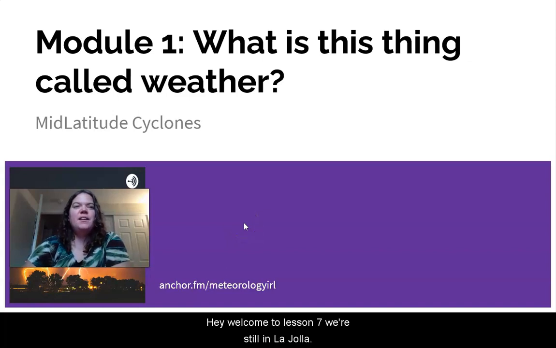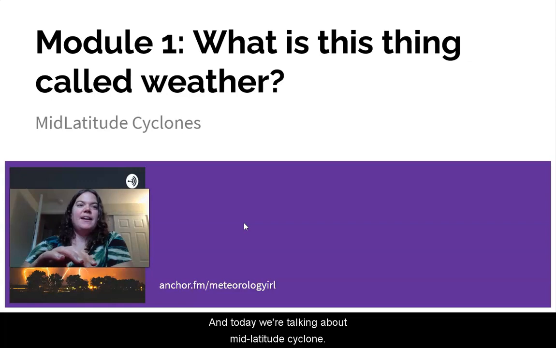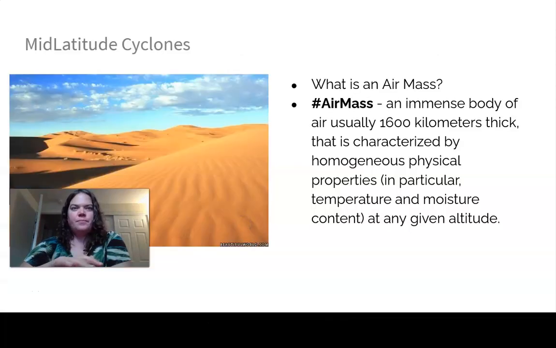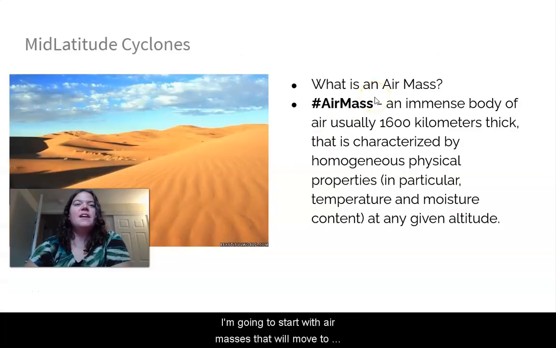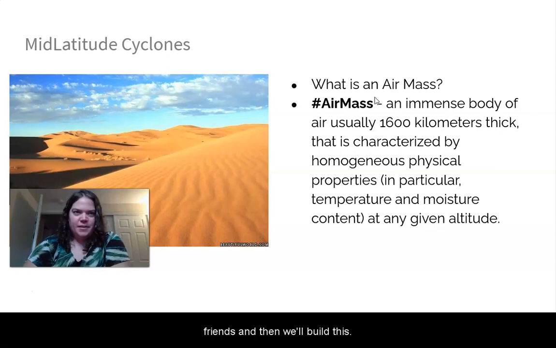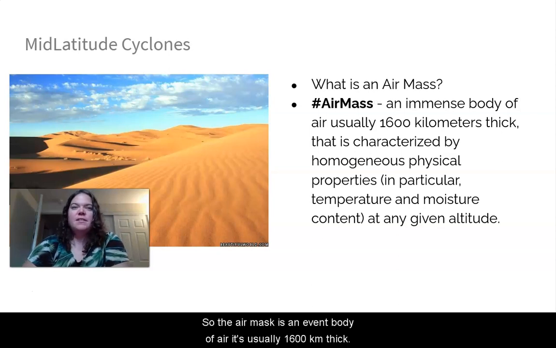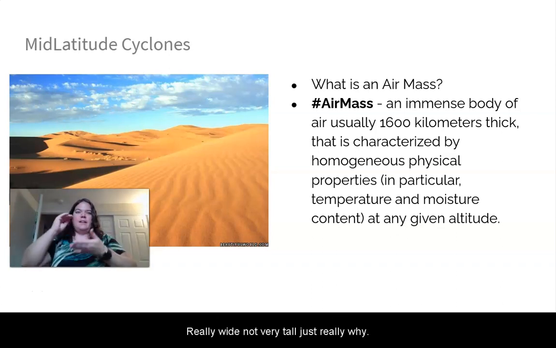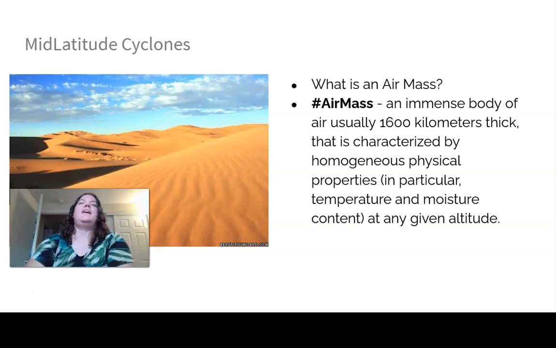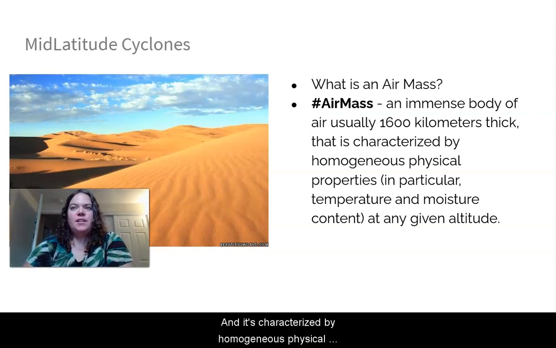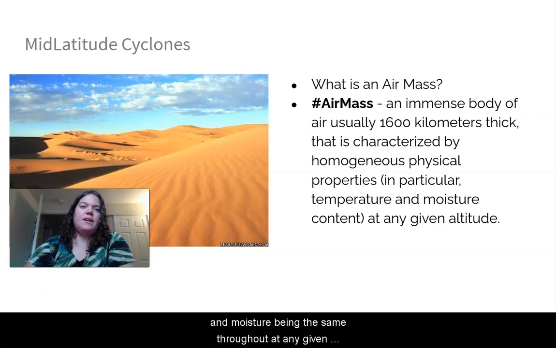We're still in Module 1, and today we're talking about mid-latitude cyclones. We're going to start with air masses, then we'll move to fronts, and then we'll build the cyclone. So the air mass is an immense body of air. It's usually 1,600 kilometers thick, just really wide, not very tall. And it's characterized by homogeneous physical properties. In particular, we're talking about temperature and moisture being the same throughout at any given altitude.